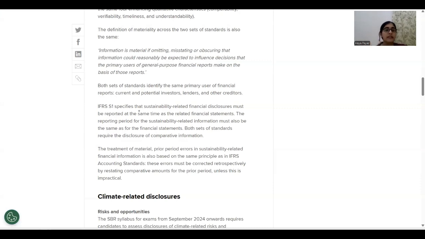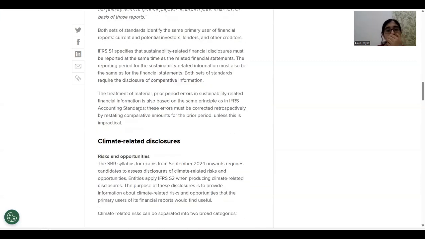Both sets of standards identify the same primary users of general purpose financial reports: current and potential investors, lenders, and other creditors. IFRS S1 specifies that sustainability related financial disclosure must be reported at the same time as the related financial statements. The reporting period for the sustainability related information must also be the same as that of the financial statements. Exactly. Both sets of standards require the disclosure of comparative information.